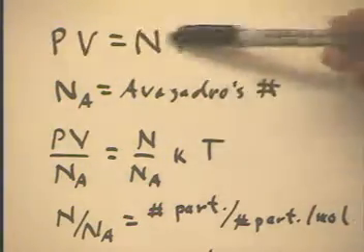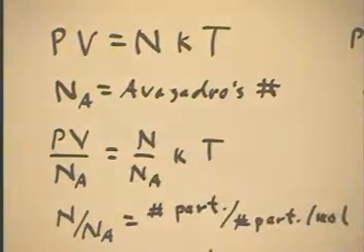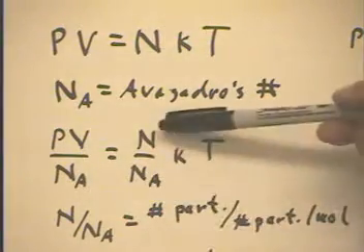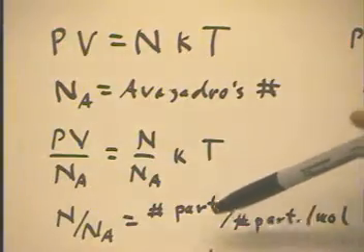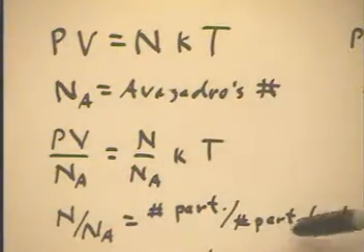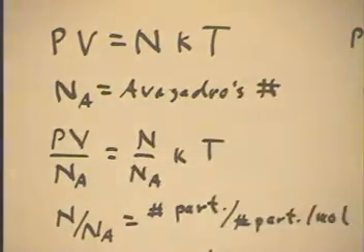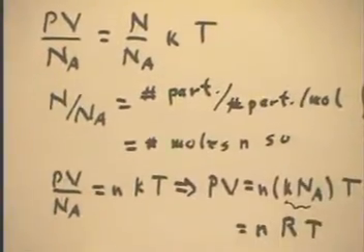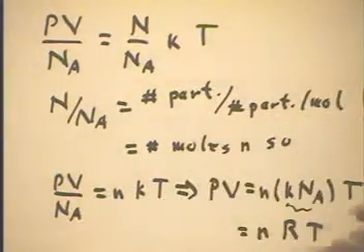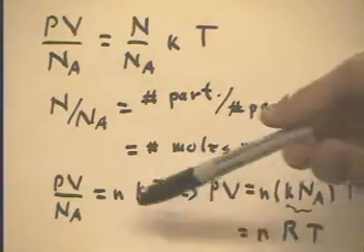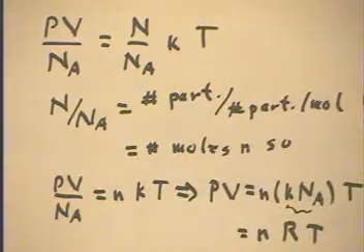If we divide both sides of this equation by Avogadro's number, we get PV over N_A equals N over N_A times KT. And N over N_A, of course, is the number of particles in the gas divided by the number of particles per mole. And what's that give us? We divide the number of particles by the number of particles in a mole. It just gives us the number of moles. So we end up with PV over Avogadro's number equals little n times K times T.